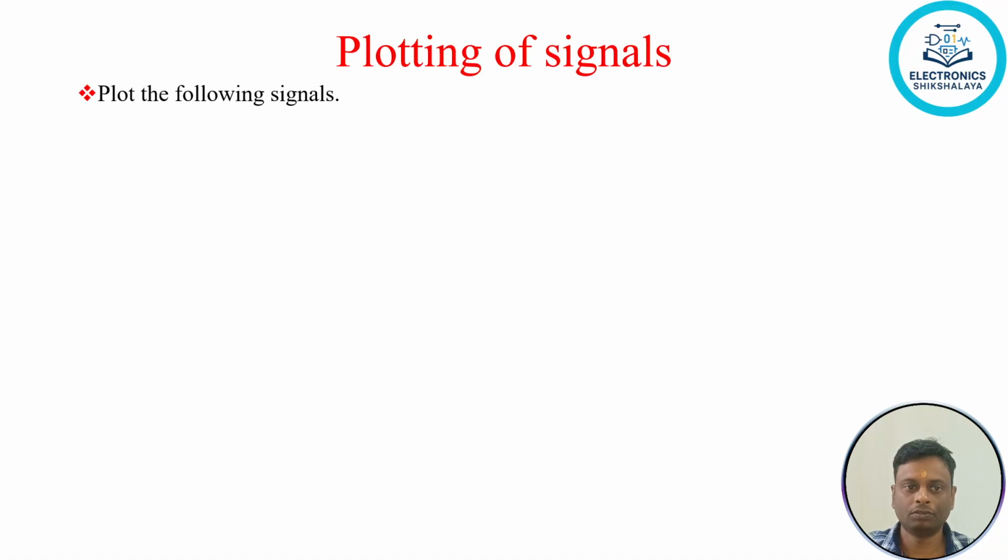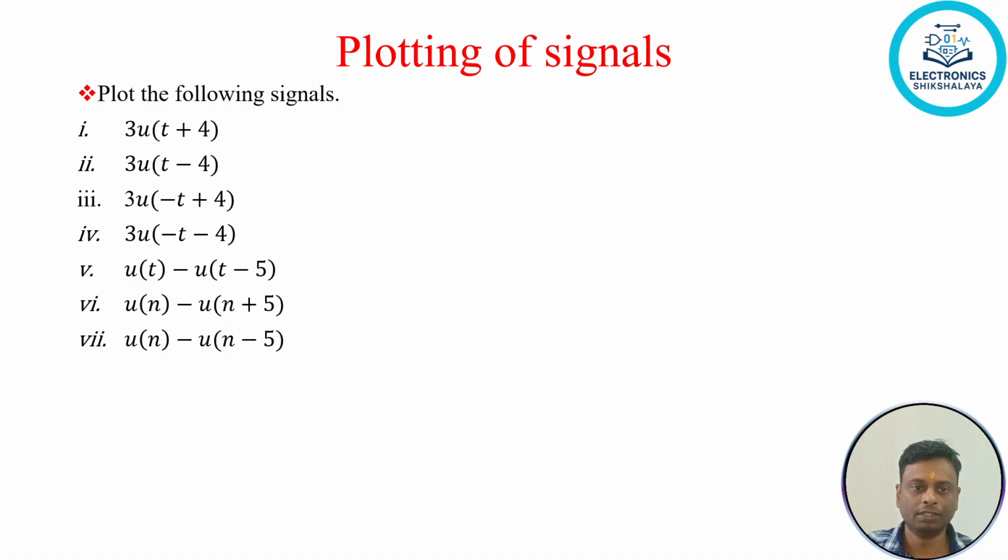We have to plot these types of signals: u of t plus 4, u of t minus 4, then u of minus t plus 4, and u of t minus 5. We will see these one by one. So how to plot these signals?